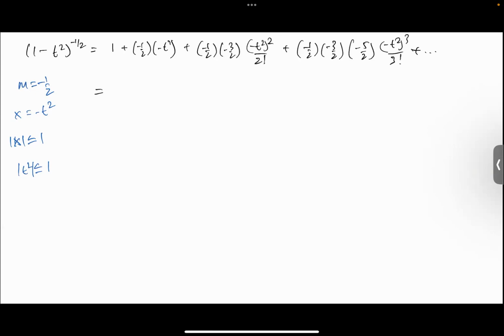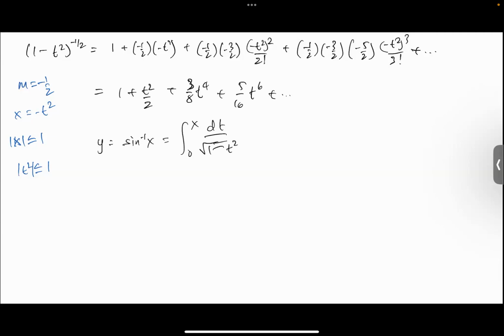So simplifying gives us 1 plus t squared over 2 plus 3/8 t to the fourth plus 5 over 16 t to the 6, and so on and so forth. So now we have this series expansion for 1 over square root of 1 minus t squared. So now we can go back to our original equation, sine inverse of x, which is the integral from 0 to x of dt over square root of 1 minus t squared.